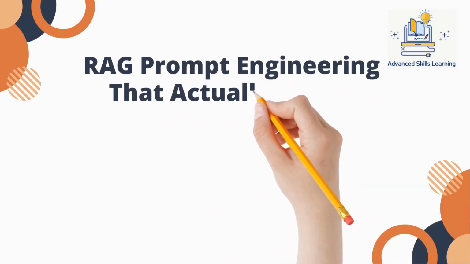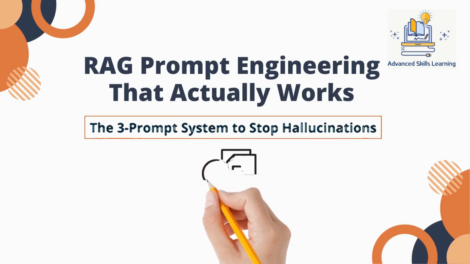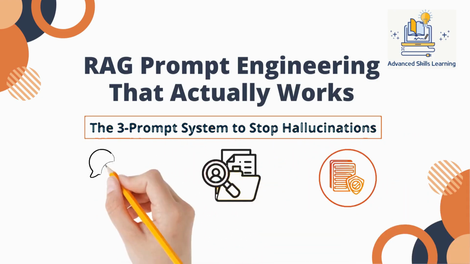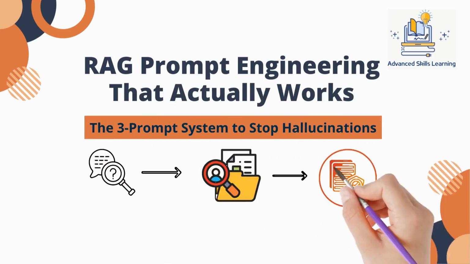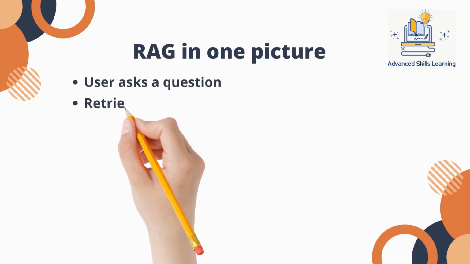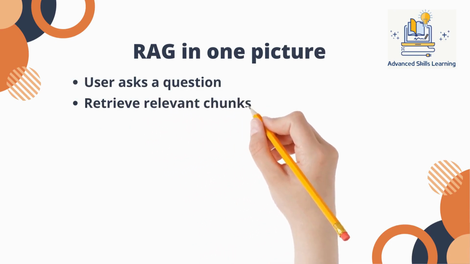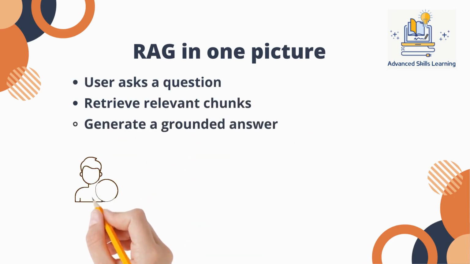Today's topic is RAG prompt engineering that actually works. The practical way to reduce hallucinations and get grounded, enterprise-quality answers using a simple 3-prompt system. RAG, Retrieval Augmented Generation, works like this. A user asks a question, your system retrieves the most relevant chunks from your documents, and the model generates an answer based on those chunks.